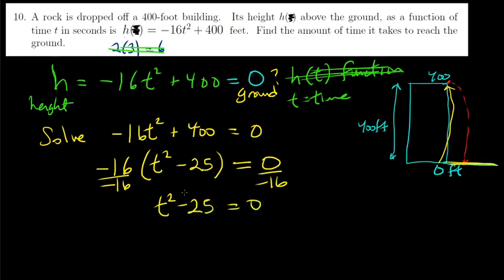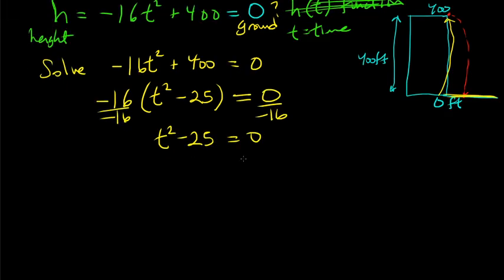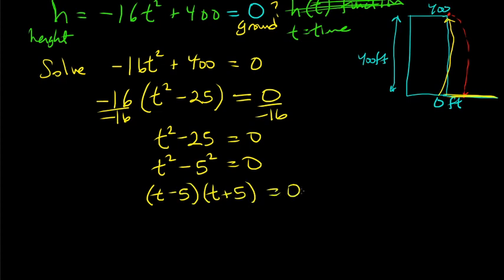And now we just have to factor t squared minus 25, which at this point should be really easy. It's just a squared minus b squared, so a minus b times a plus b. And so that gives us, well, I'll write out the equations again. Two possible answers. t is either equal to positive 5 or t is equal to negative 5.